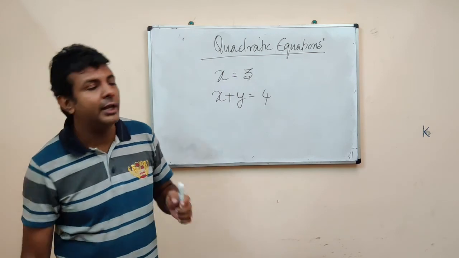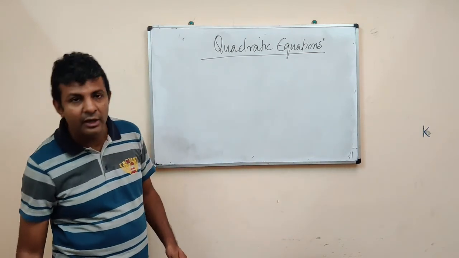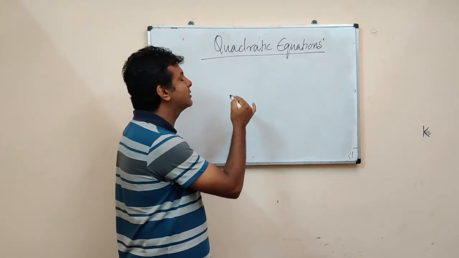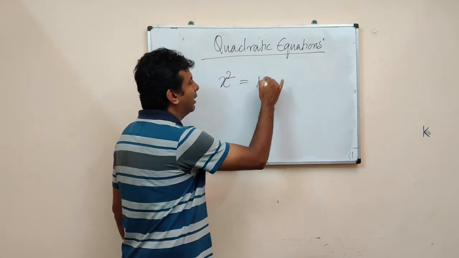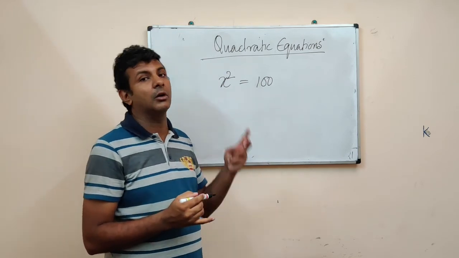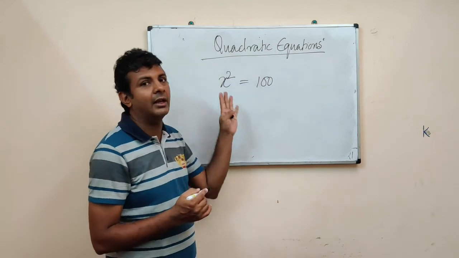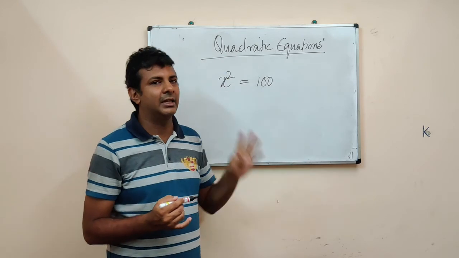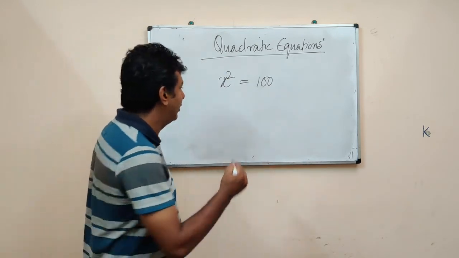Now, what is a quadratic equation? A quadratic equation is an equation where the power of the variable is 2. So x square equal to 100 is a quadratic equation. Note here that x could take two values, 10 and negative 10. This is a quadratic equation in one variable.